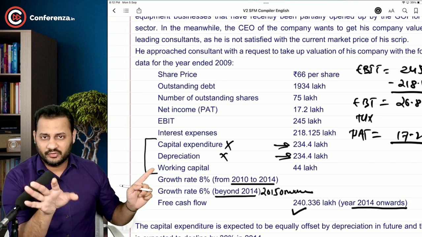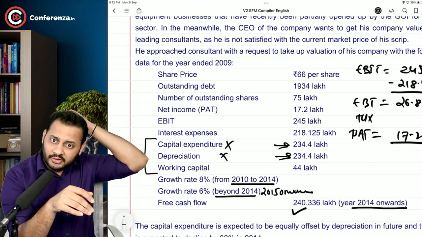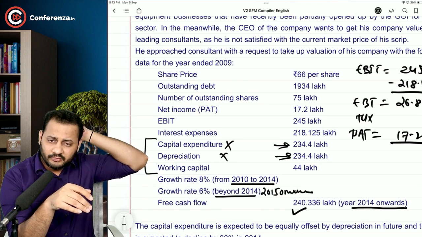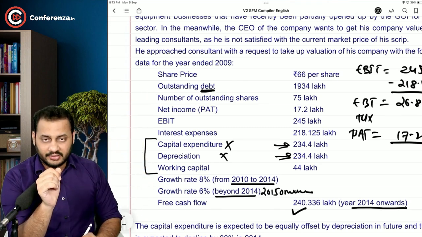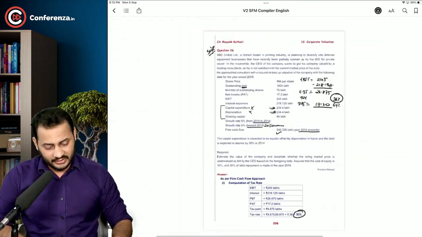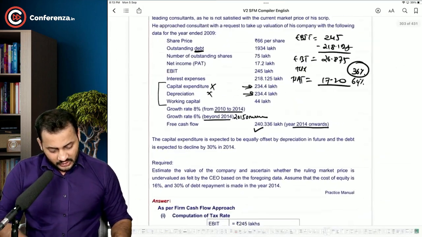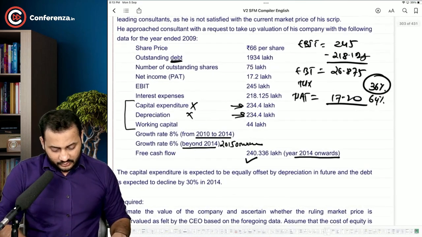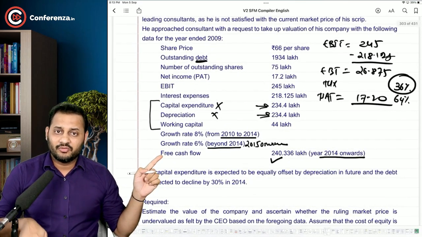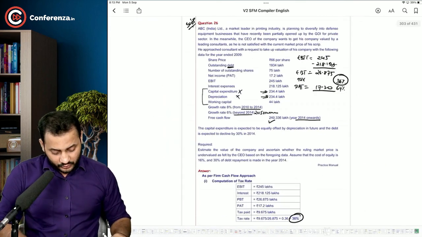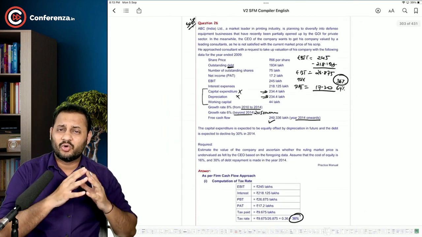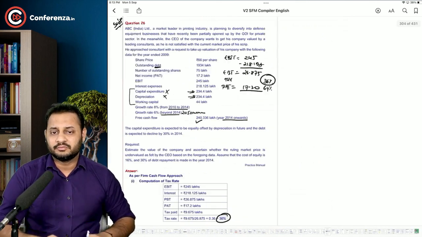Working capital is 44 lakhs. Now, let me just take a couple of figures. Outstanding debt is 1934 lakhs. This is the debt. What they have done with the debt, I will show you. One more problem in the question is that it is not given whether this is free cash flow to firm or free cash flow to equity. And the institute also has an alternative answer for this question.